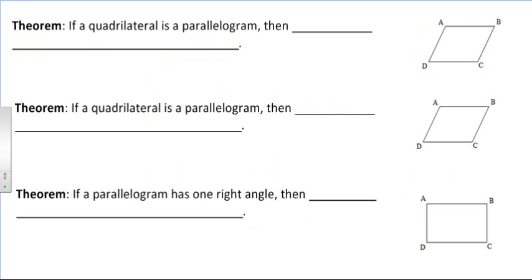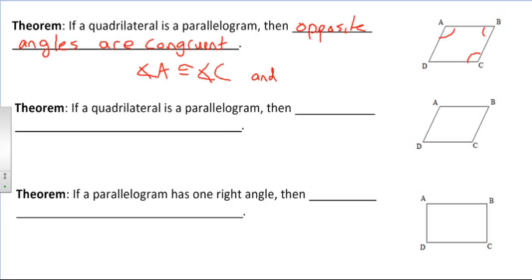A few other theorems. Not only are its opposite sides parallel and congruent, but the opposite angles in a parallelogram are also congruent to each other. This means that angle A is going to be congruent to angle C, and angle B is going to be congruent to angle D.